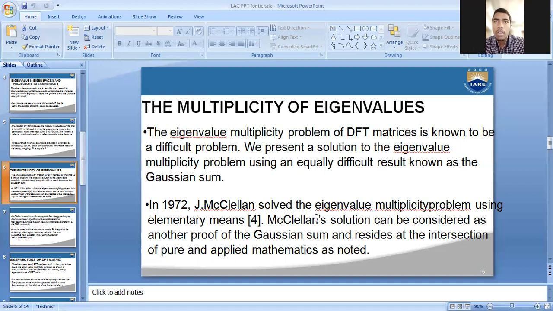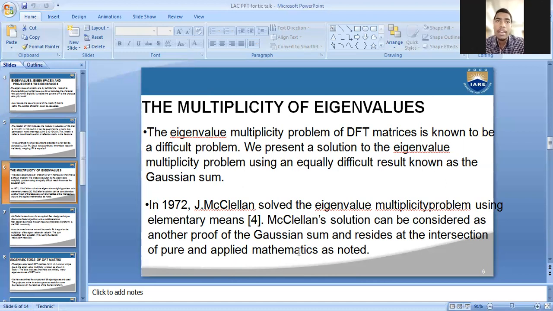In 1972, J. McClellan solved the eigenvalue multiplicity problem using elementary means. McClellan's solution can be considered as another proof of the Gaussian sum and resides at the intersection of pure and applied mathematics, as noted.